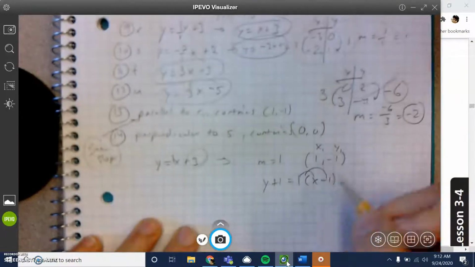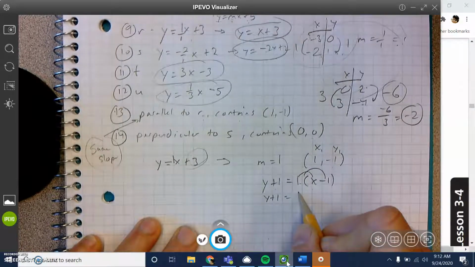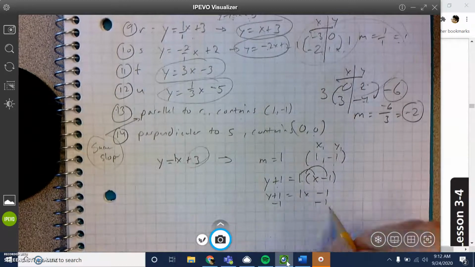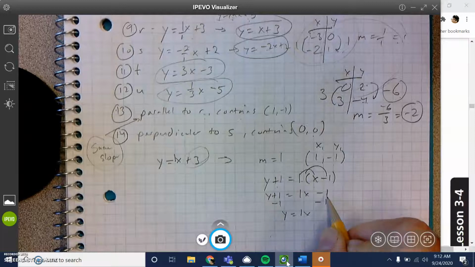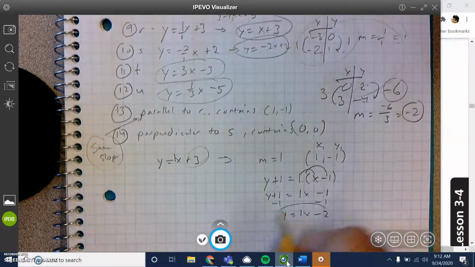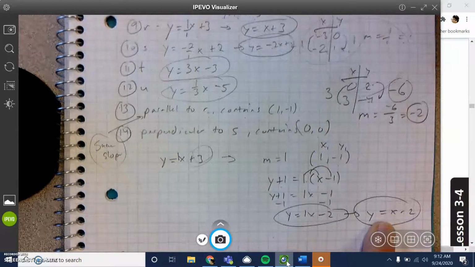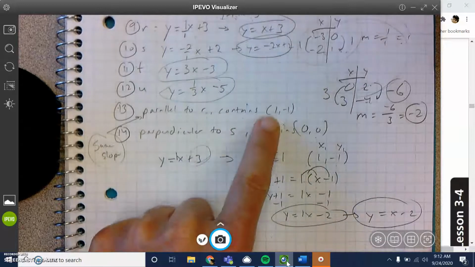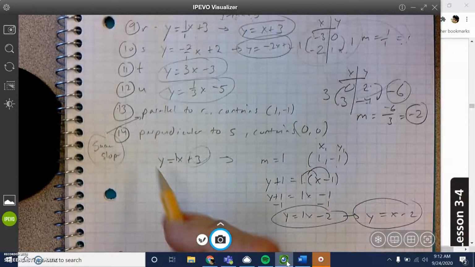So we go distribute, y plus 1 equals 1x minus 1. Subtract 1, y equals 1x, negative 1 minus 1, which is negative 2. Ding, ding, ding, ding, ding, y equals x minus 2. Same slope, different y-intercept. So that's a parallel line to R that this point is part of. Got it. Okay, now let's do 14.